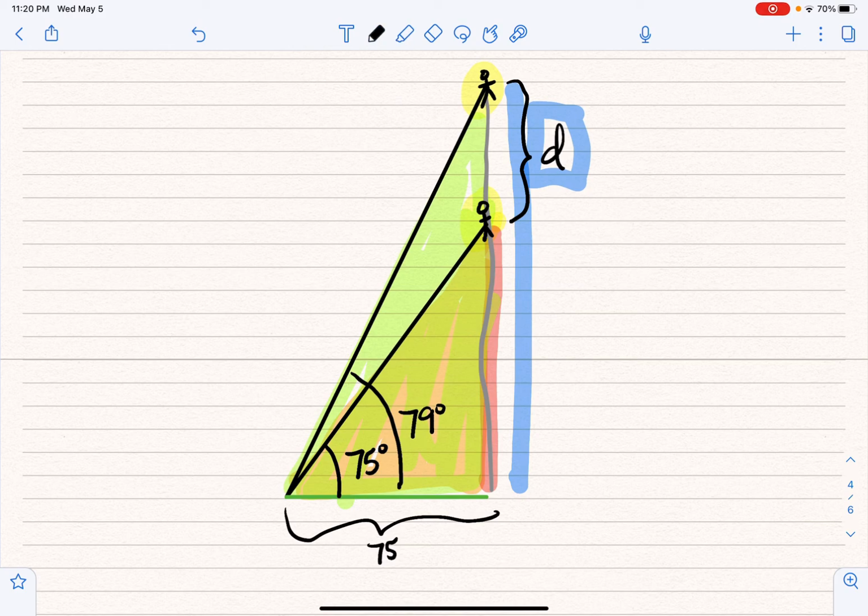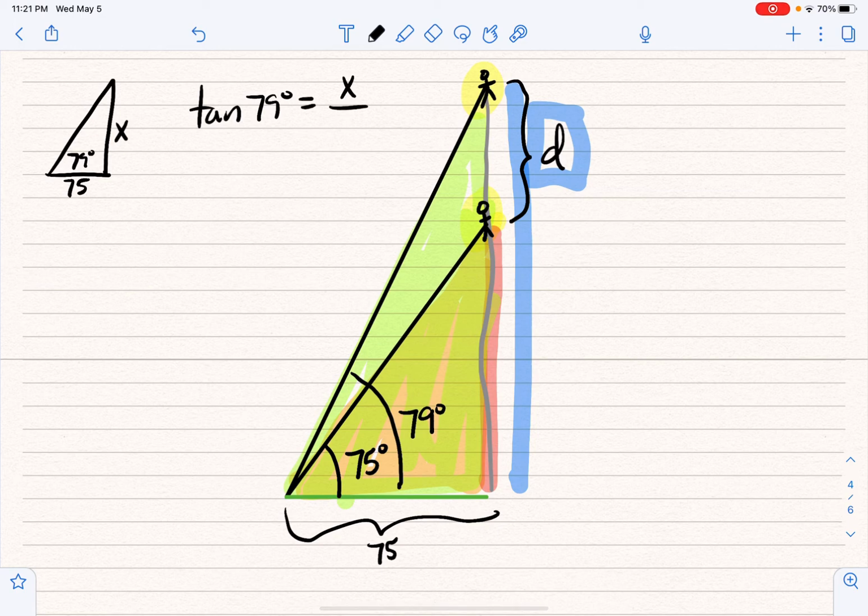Okay? So here's what I'm going to do. I'm going to look at first at that larger triangle. And we're going to pretend that this right here has that 79 degree angle, and we know the bottom is 75. So I'm going to call this x. Well, to find x, I'm going to say that tangent of 79 degrees is equal to opposite over adjacent.